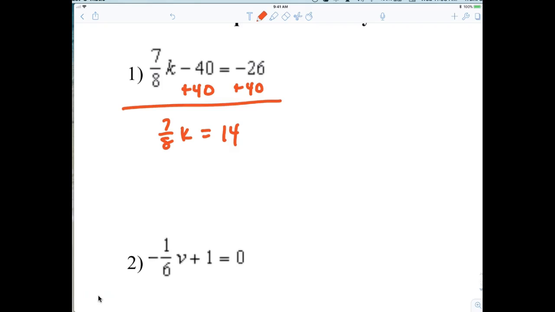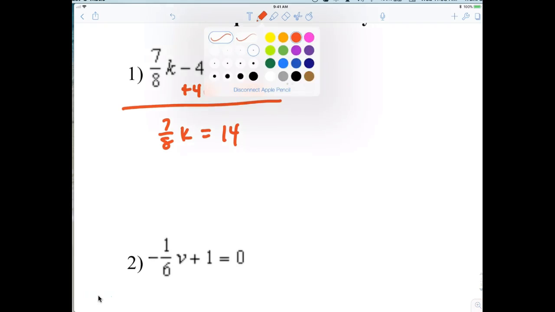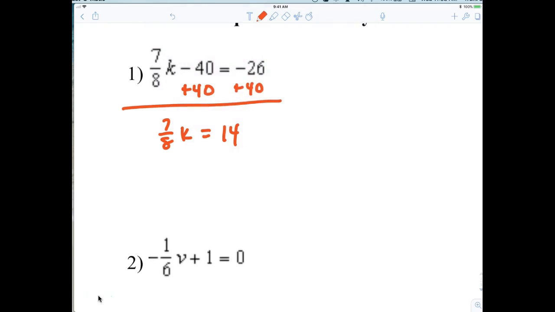Now, how do I undo a fraction? Multiply by the reciprocal. So here we go. We're going to multiply by the reciprocal, 8/7 times 7/8. So k is equal to 16. Is everybody happy with that? Now again, remember, 14 divided by 7 is 2. And then 2 times 8 gives you 16. All right? Girls, speak up now. Boys, in the back. You with me or not?